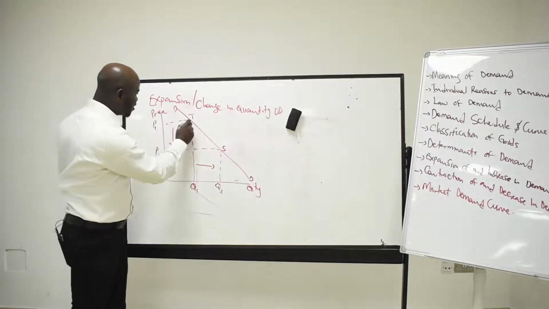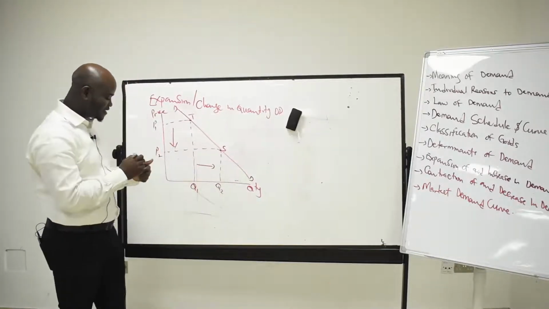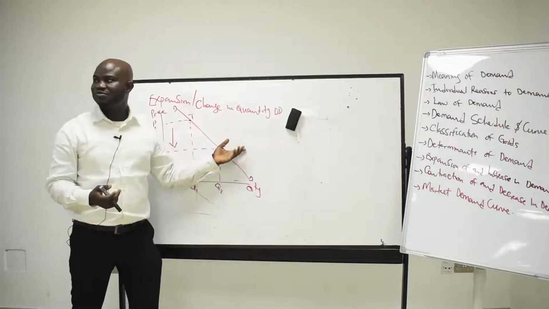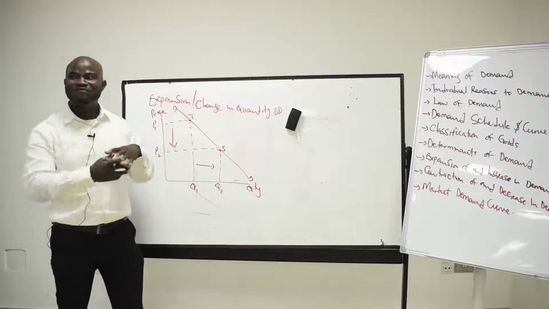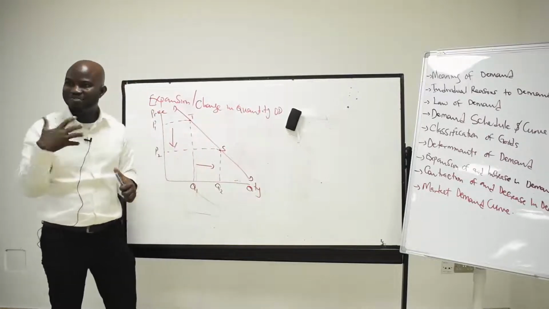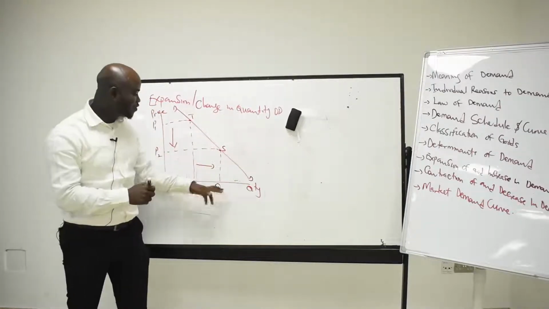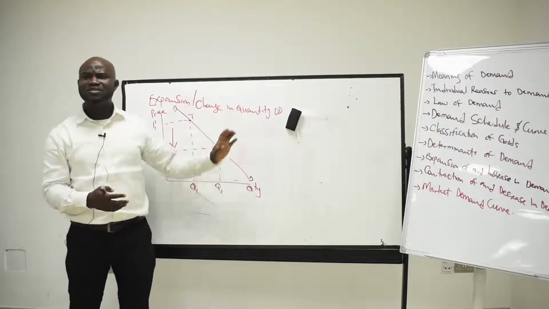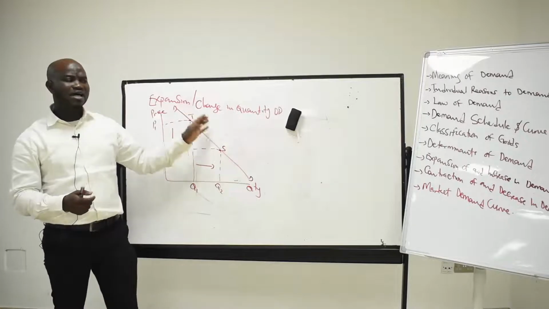Now, it moved from here to here, which means it's favorable to the consumer. So the expansion means it's favorable to the consumer, that as the price is decreasing, the consumer was able to buy more of that product. Sometimes we call it a change in quantity demanded, which is a movement along the demand curve.